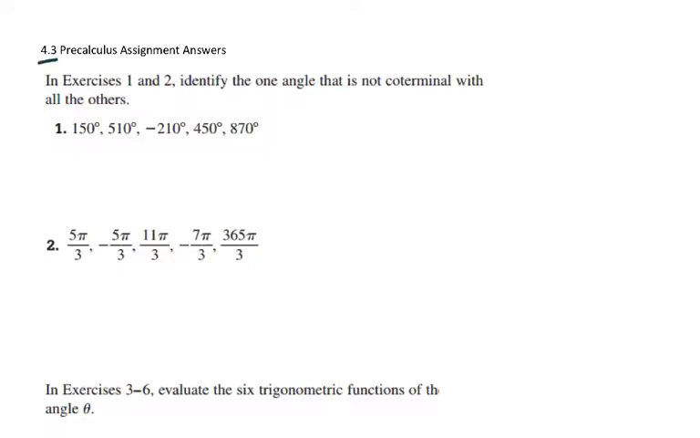Alright, so here we are with the 4-3 assignment. Oh, these aren't the answers. They will be soon. Alright, so in exercises 1 and 2, we need to identify the one angle that is not coterminal with all others.